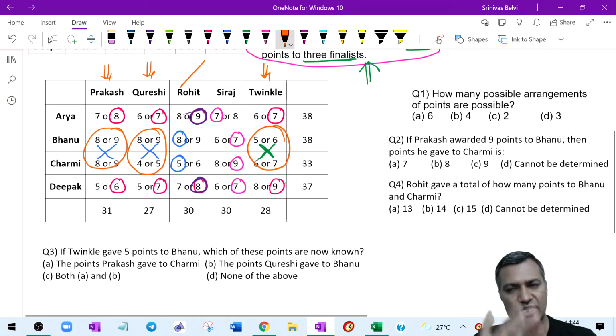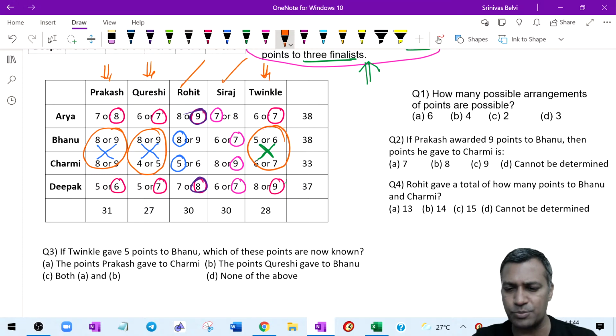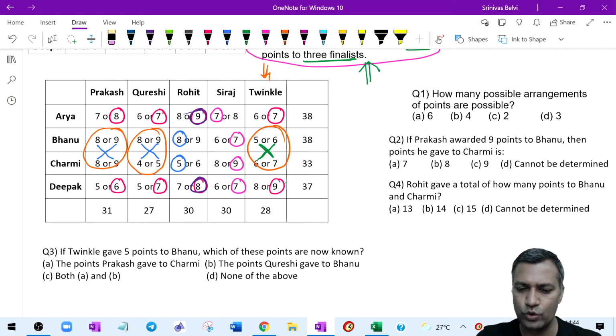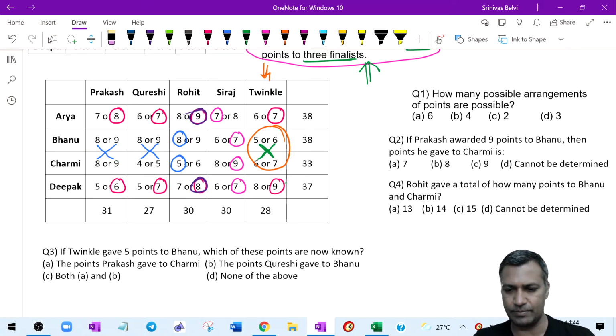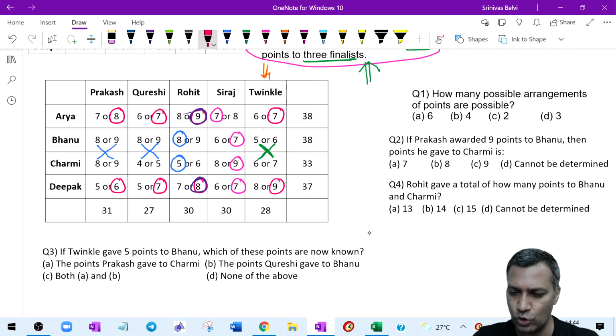Rohit's points are very clear to us. Siraj's points are very clear to us. Let me go to any one of them. Let me go to Twinkle. You may wonder why Twinkle, sir, go to Prakash. Anything is fine. I just decided to go to Twinkle. Let's say that Twinkle gave, case one. I'm putting them in the boxes. Listen very carefully.